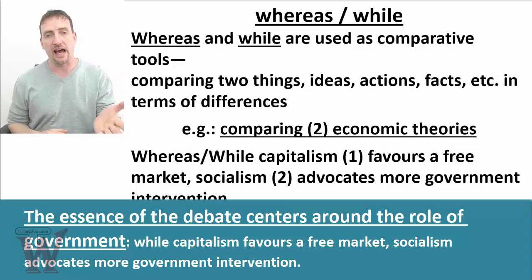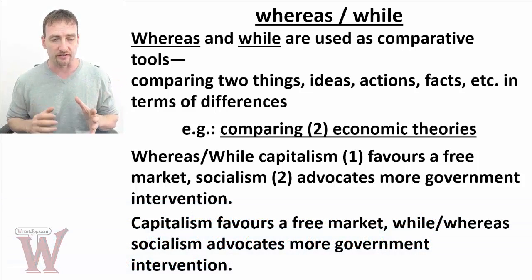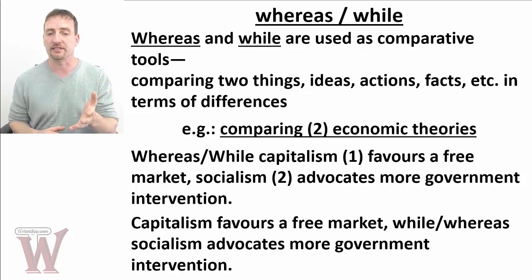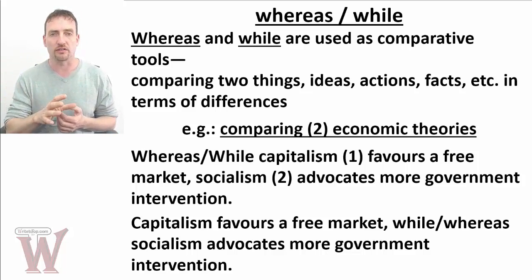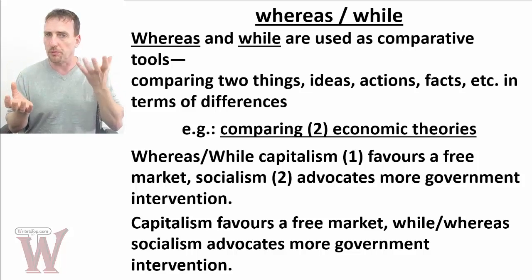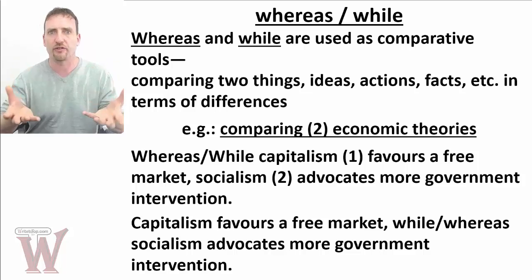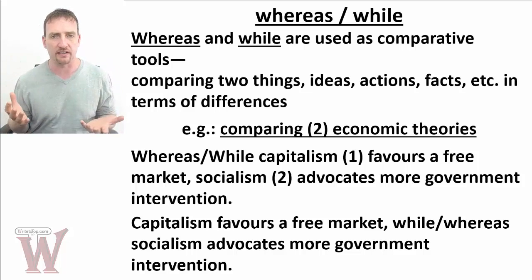Also notice I can use whereas or while when I'm comparing two different things and just showing the differences. Also notice capitalism favors a free market while socialism advocates more government intervention. I can put these conjunctions with either clause because the two clauses themselves are pretty much equal. Both are giving straightforward information or fact. So the conjunction can go with either one. It doesn't make any difference.